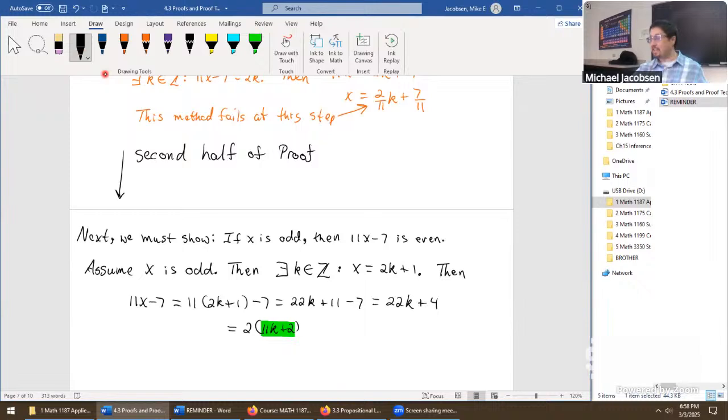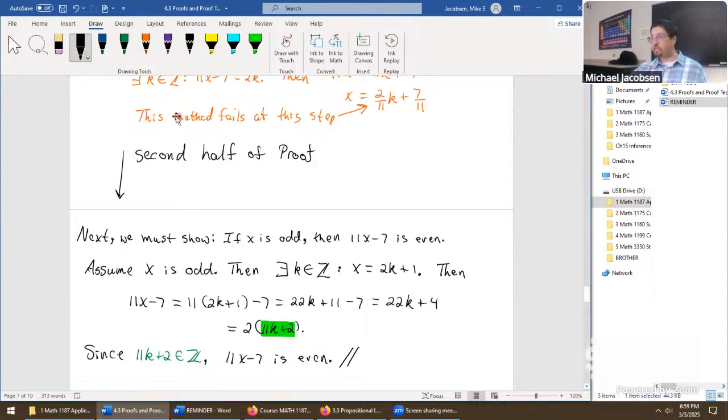And our work is essentially done. We just have to convey the results. So this happens since 11k plus 2 is an integer. All right, 11k plus 2, element of Z. 11x minus 7 is even.